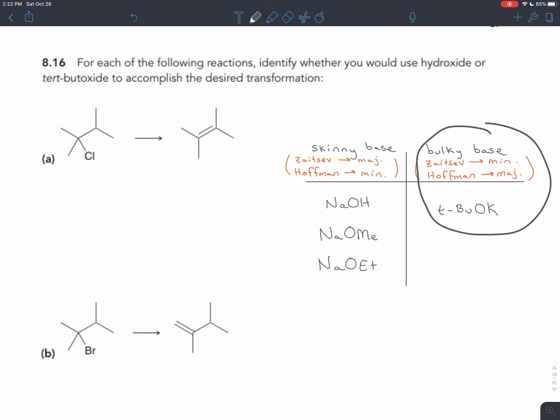Now, in the case of a bulky base, and we specifically went through potassium tert-butoxide, t-BuOK, in that case, it has a harder time reaching the more crowded areas, and so you don't get the more substituted product as much. That's the minor product. The less substituted product, the Hofmann product, that is the major product.